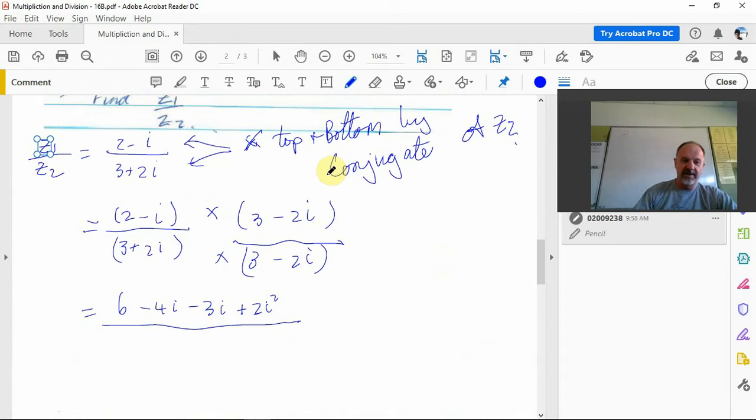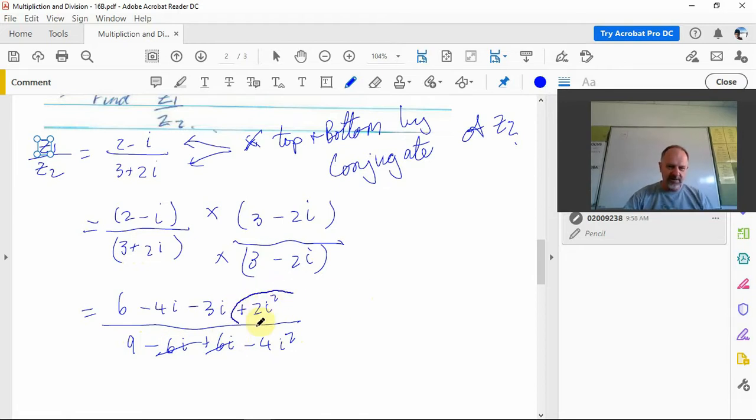Just do the multiplication, which is, to be honest, what I would always do. I'm not good at remembering things like that. To me, personally, I don't see why I need to when I can just do it easily. So 3 3s are 9, minus 6i plus 6i minus 4i squared. All right, so for me, that's just as easy to do.